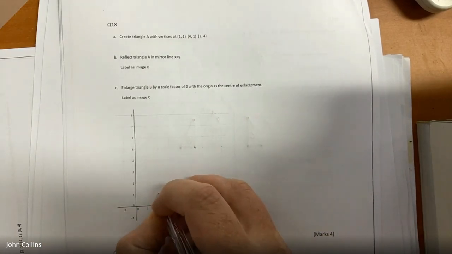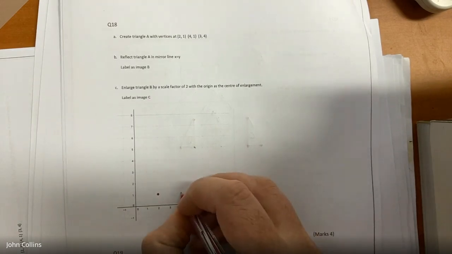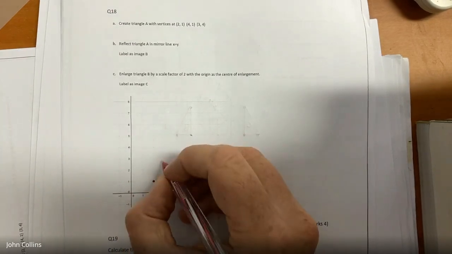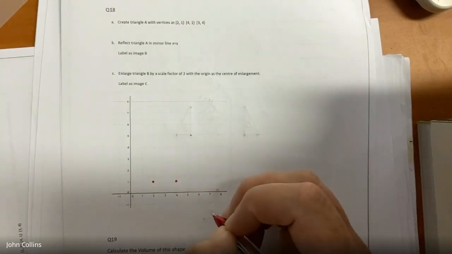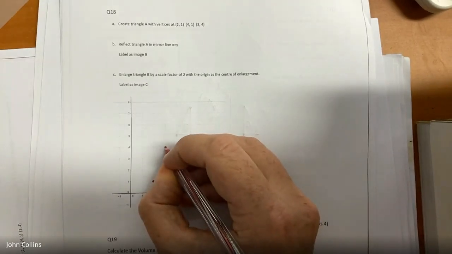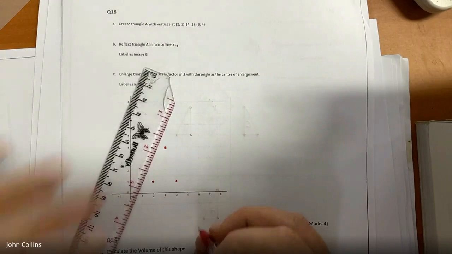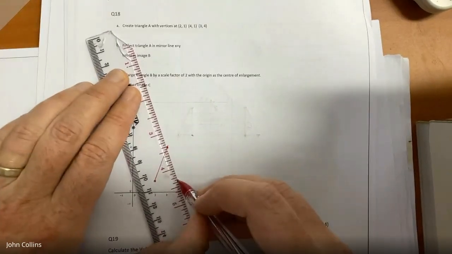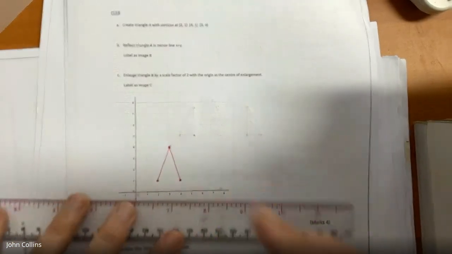First of all, the points are 2, 1, 4, 1, and 3, 4. All right, I'll draw that initial triangle. If you manage that much, that's a mark. Pretty good.